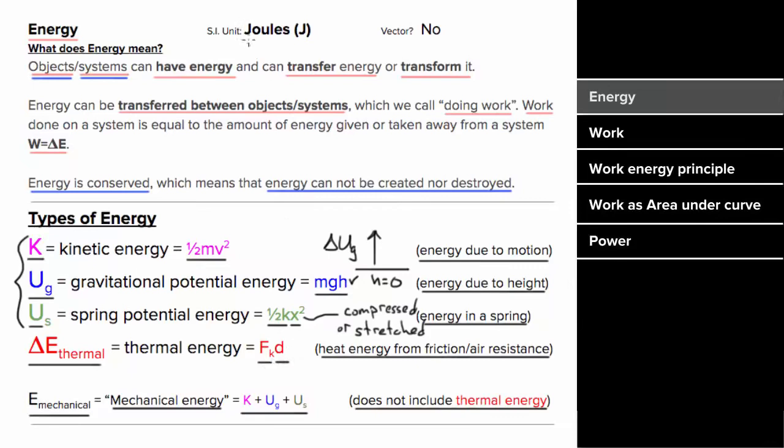The unit of energy is joules, and energy is not a vector. But maybe the most important thing to remember about energy is if there's no external work done on a system, then there's no change in the energy of that system. In other words, if there's no external work done on a system, the initial energy of that system will equal the final energy of that system, which is the way you solve many conservation of energy problems. So what does an example problem involving energy look like?